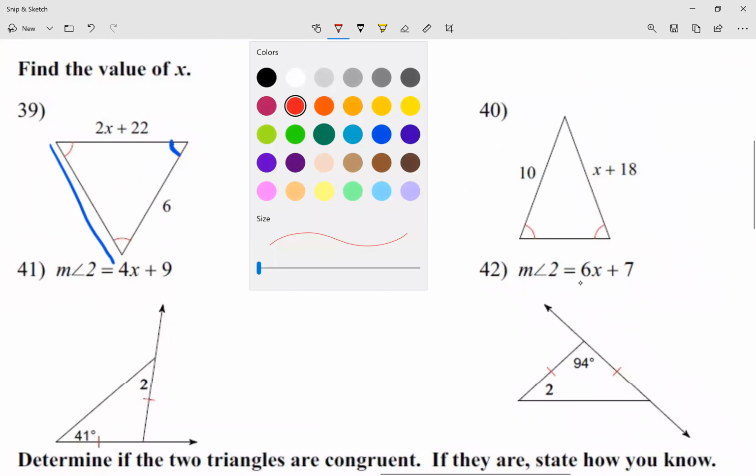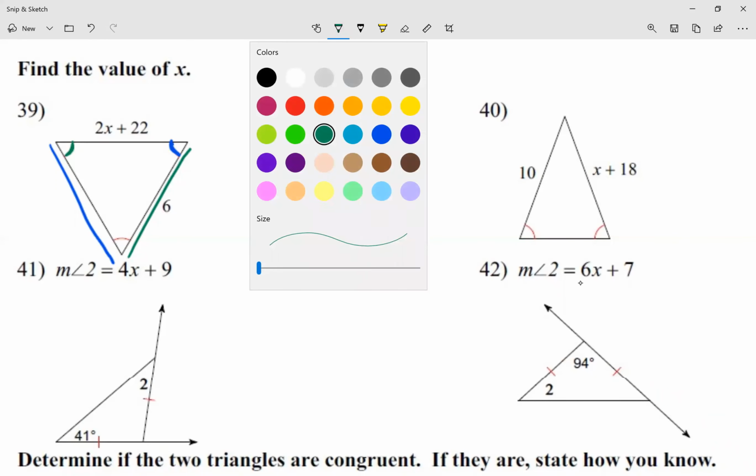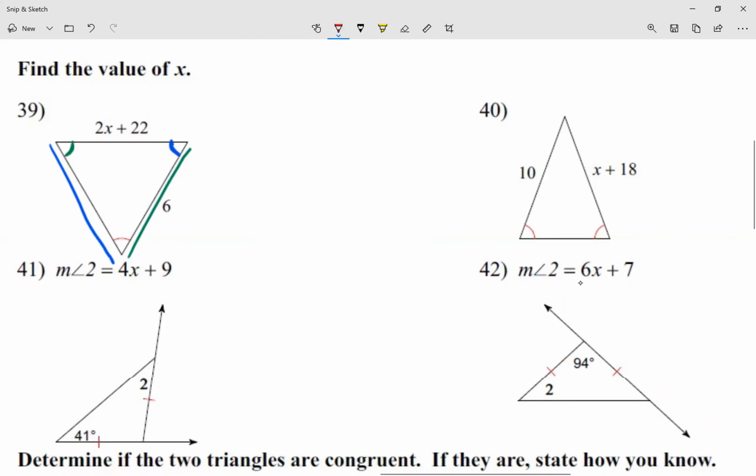I use green. This angle is opposite to this side. And I'm going to say this angle is opposite to this side. All three angles were marked to begin with, so all three angles are equal. That means all three sides are equal.